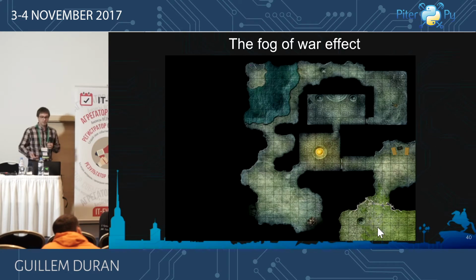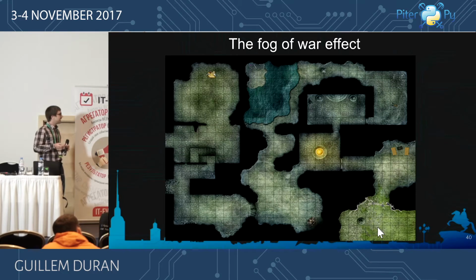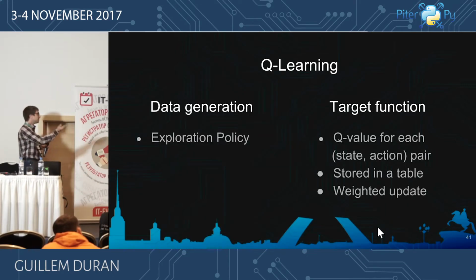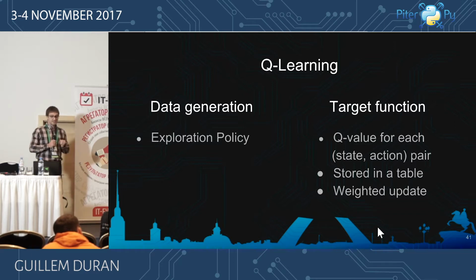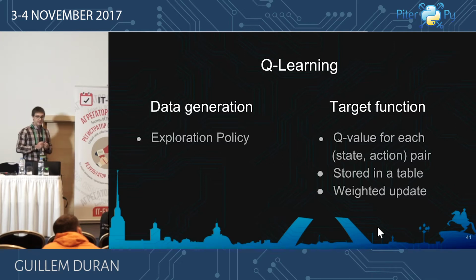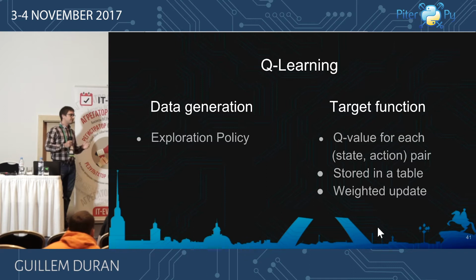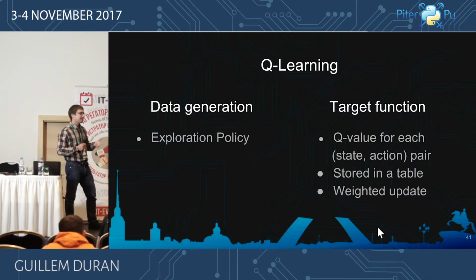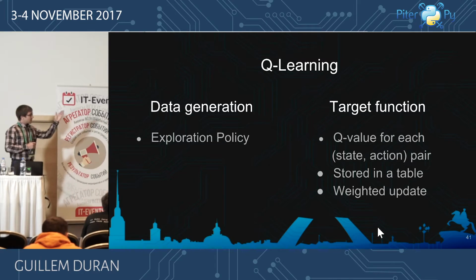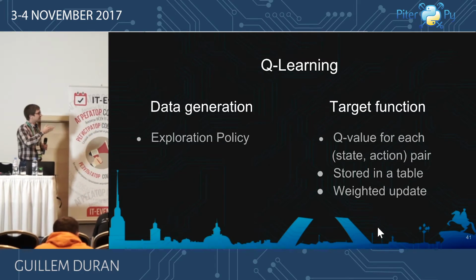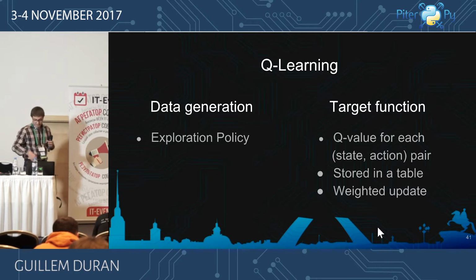Luckily, in order to handle the fog of war effect, the Q-learning algorithm was invented. In Q-learning, we follow the same principles as in value iteration, but as we cannot have access to every possible state, we will use what is called an exploration policy, which is basically a way to move around the state space when you cannot see it entirely. We will keep storing all the target or Q-value function in a table, so we don't have to worry for now about machine learning models.